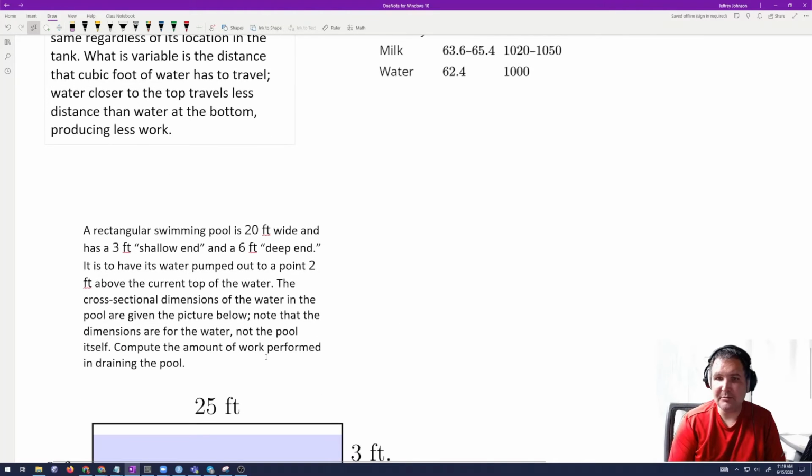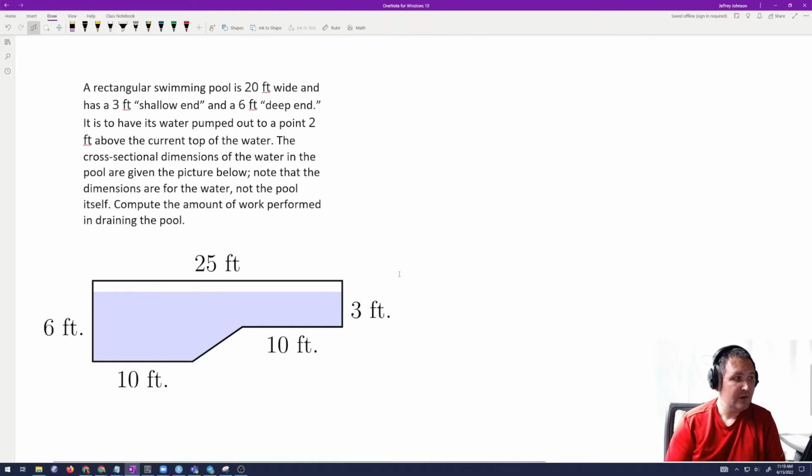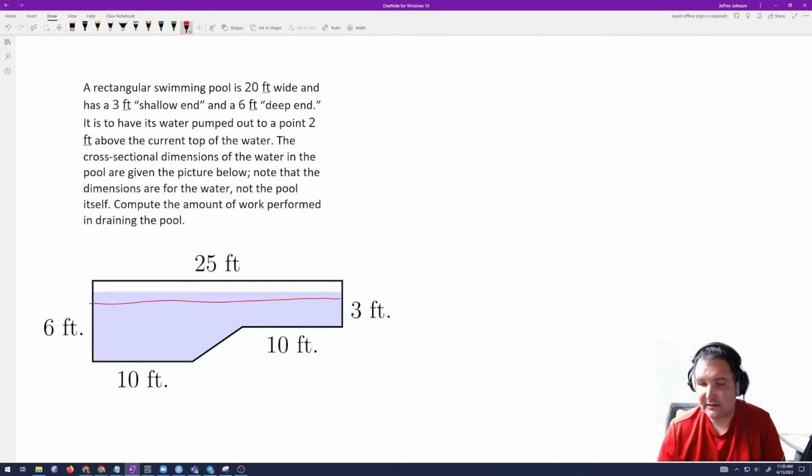So let's look at an example of pumping fluids, and this is a good one. We have a rectangular swimming pool that's 20 feet wide and has a 3 foot shallow end and a 6 foot deep end. It has to have its water pumped out at a point 2 feet above the top of the water, as we can see in the picture. And we want to know the amount of work performed in draining the pool. So this is great. We can just think about a certain slice of water at that point, and talk about how much work it is going to take to move that out of the pool.